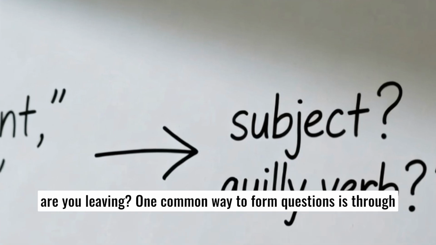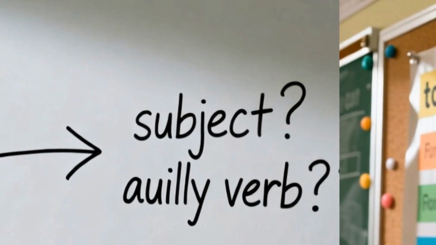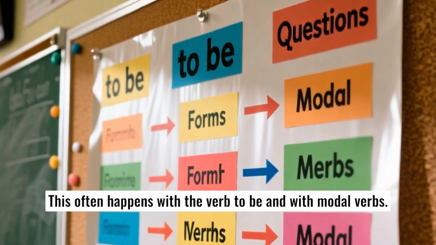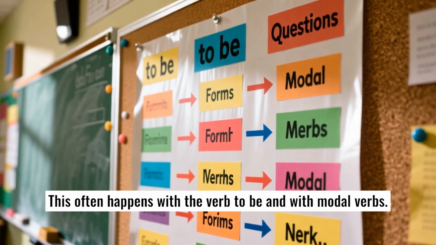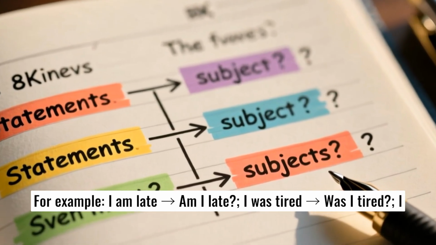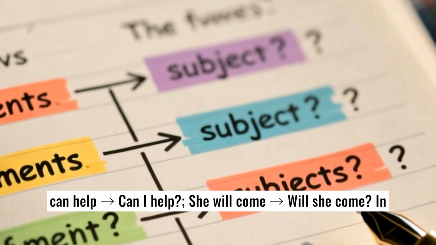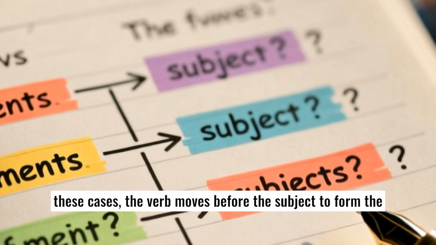Why are you leaving? One common way to form questions is through inversion, which means changing the order of the subject and the auxiliary verb. This often happens with the verb to be and with modal verbs. For example, I am late, am I late? I was tired, was I tired? I can, can I help? She will, will she come? In these cases, the verb moves before the subject to form the question.